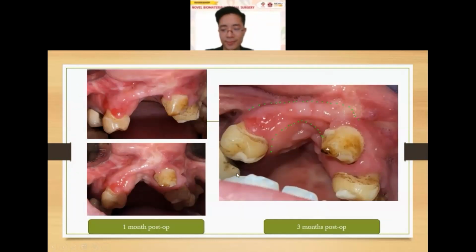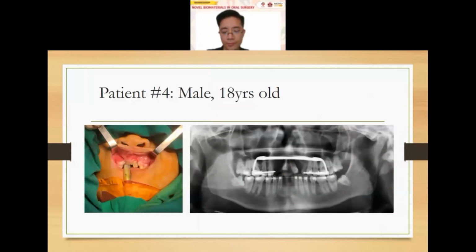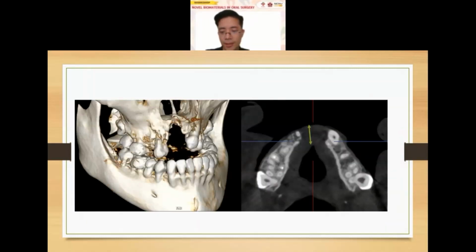This is the result, 1 month post-op and 3 months post-op. You can see she has high quality soft tissue because it is keratinized gingiva. Very thick. This is the Cone Beam CT of this patient. Nearly 12 millimeters of gingival tissue thickness.